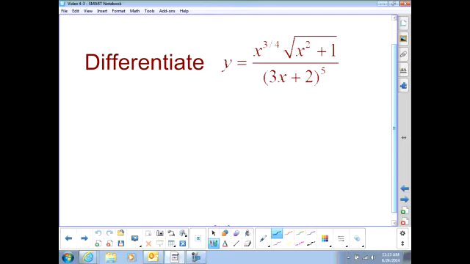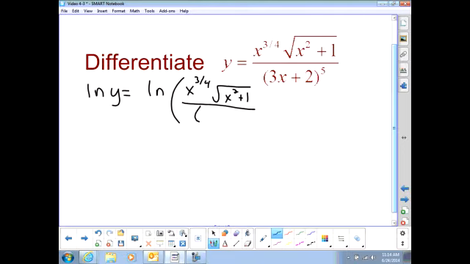What we'll do is we'll take the natural log of both sides. So we'll have natural log of y equals the natural log of the whole other mess. x to the 3/4 times square root of x squared plus 1 all over (3x plus 2) to the 5th.